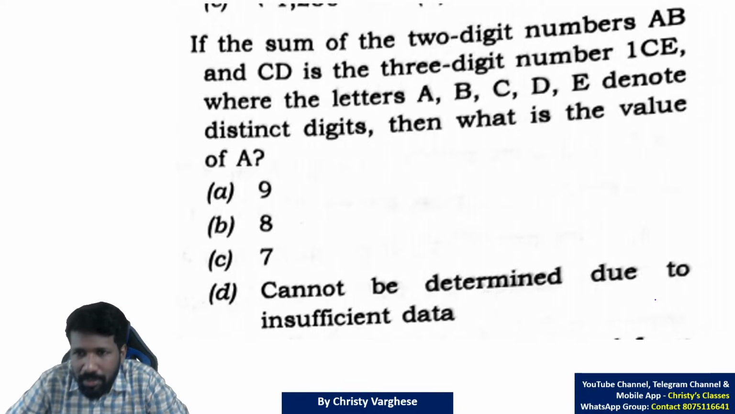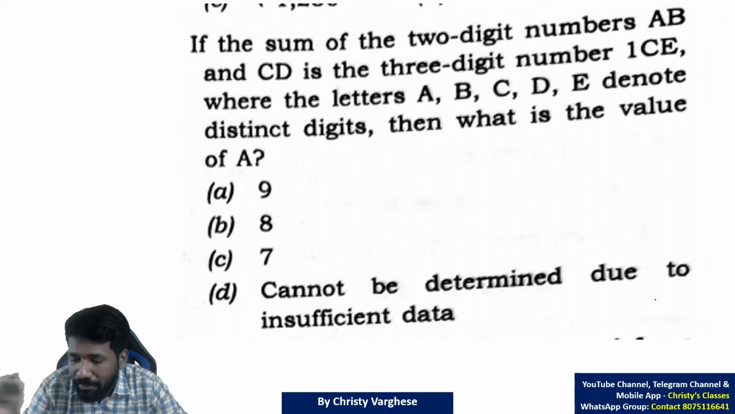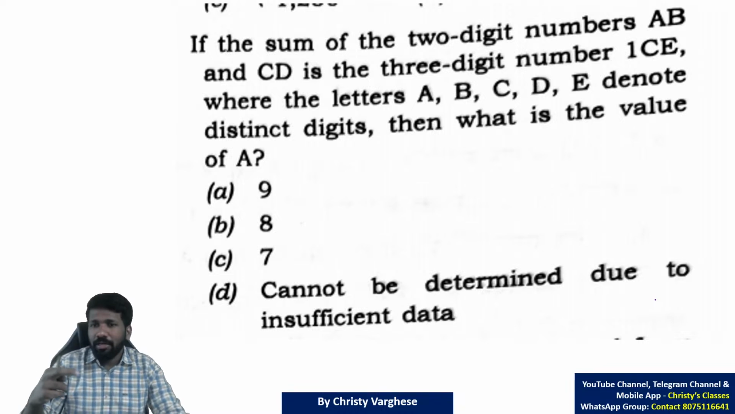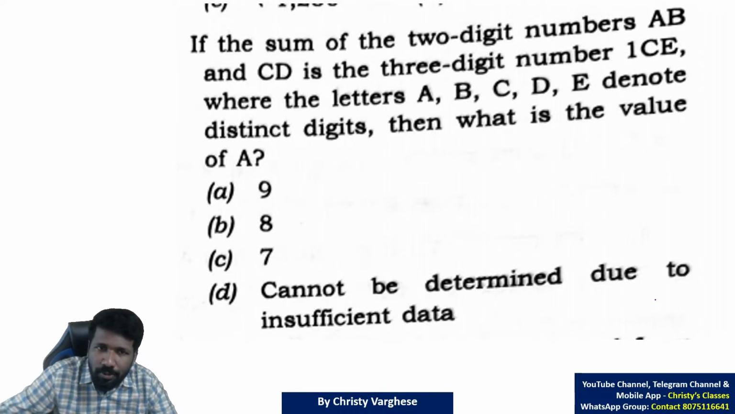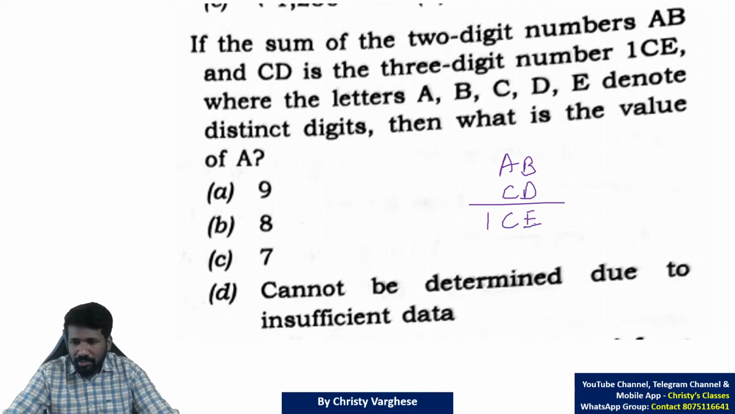So this question, a number system problem, is a very common type of question that was asked many times in UPSC before. It is an arithmetic question based on digits and place values. If the sum of 2-digit numbers AB and CD is the 3-digit number 1CE. So A, B are digits of a 2-digit number, C, D are digits of another 2-digit number. When you add it up, you will get like this. So B plus D is E. That is the meaning. Now this is how we do addition.